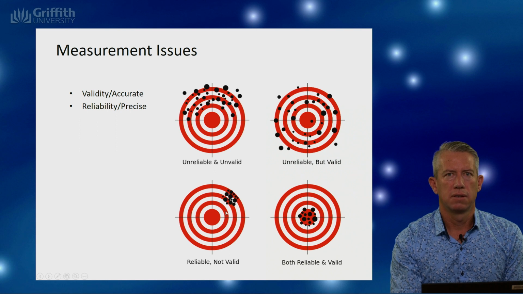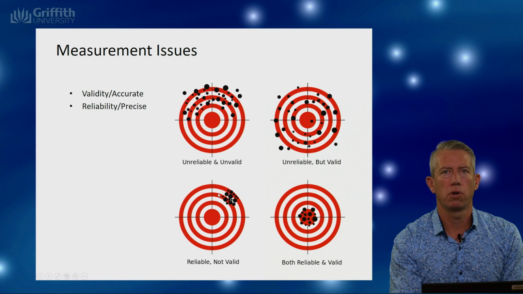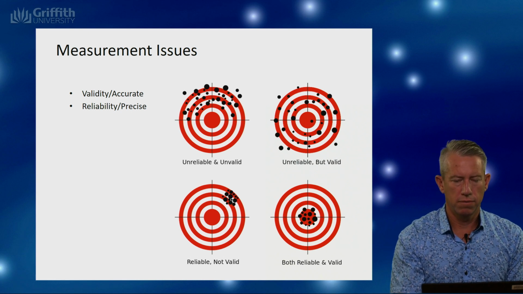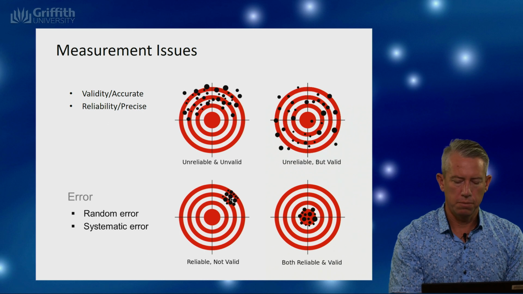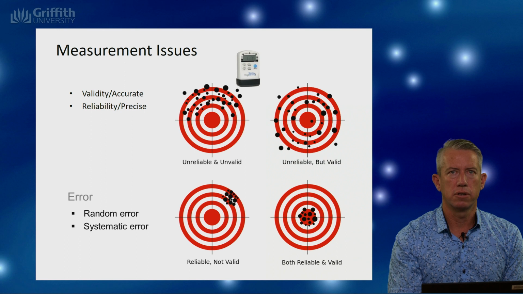In this case, we have no validity, but high reliability. So it's not measuring what we want, but when used repeatedly, it's providing a measure that's quite precise or quite reliable. Ideally, and ultimately what we want, is something that's both reliable and valid. So if we look at this in terms of examples, before we go on to error in a moment, let's have a look at some examples.